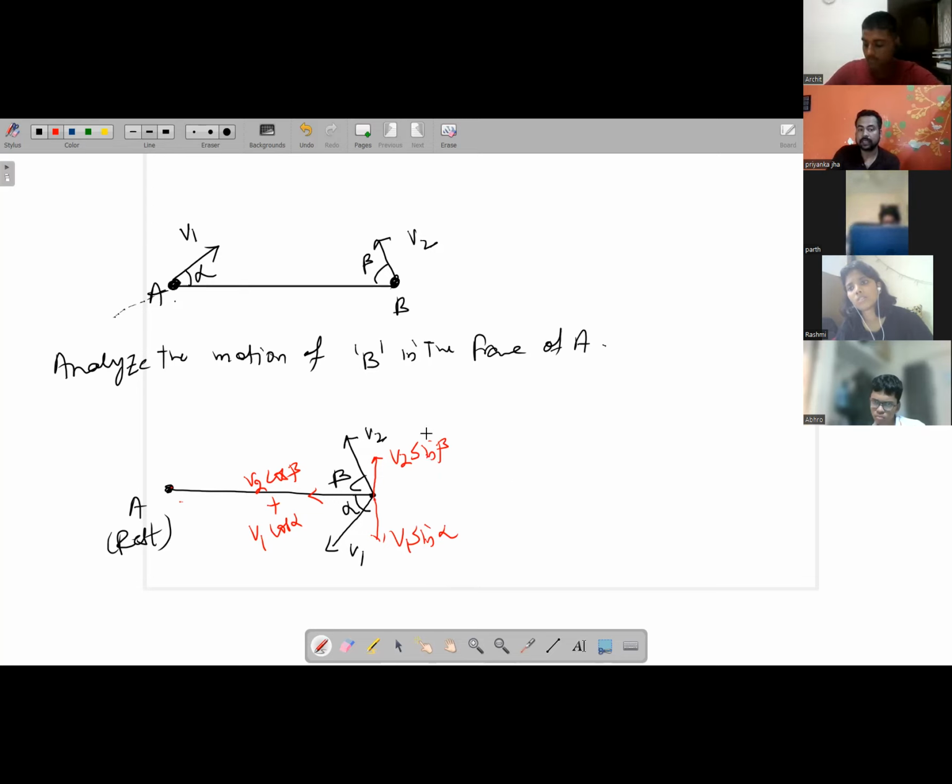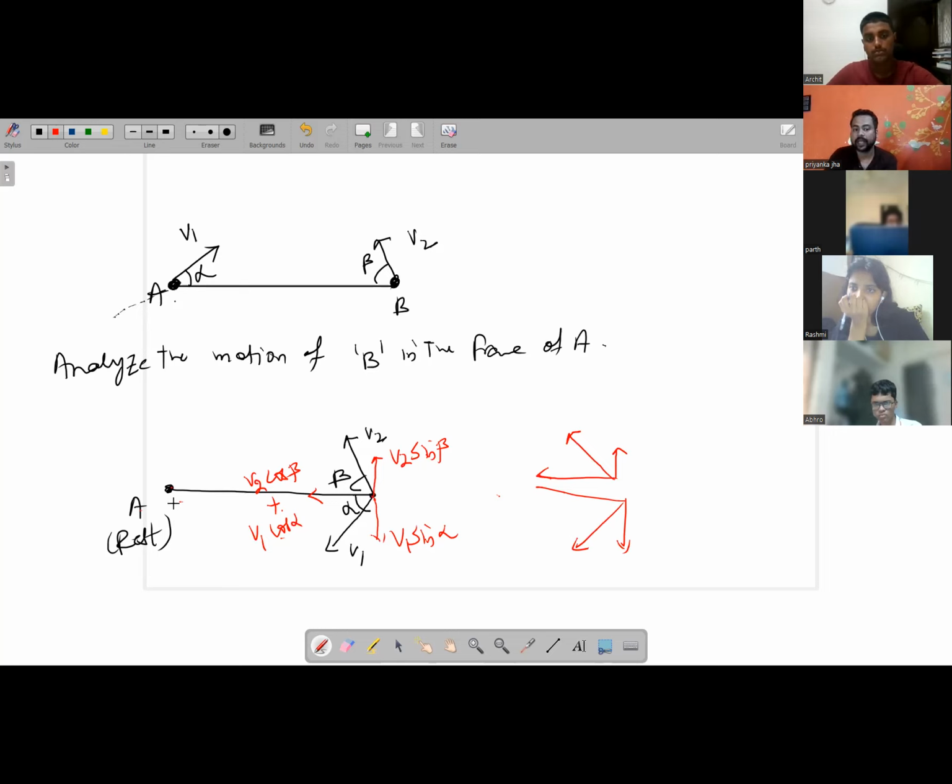In that case, this resultant velocity would be like this: V2 cos beta plus V1 cos alpha and some velocity in the vertical direction. So the resultant velocity will be in this direction, and in that case B cannot collide with A and B will go like this. But if this component is more than this, the resultant velocity will be downward, so again B will go like this and cannot collide with A.